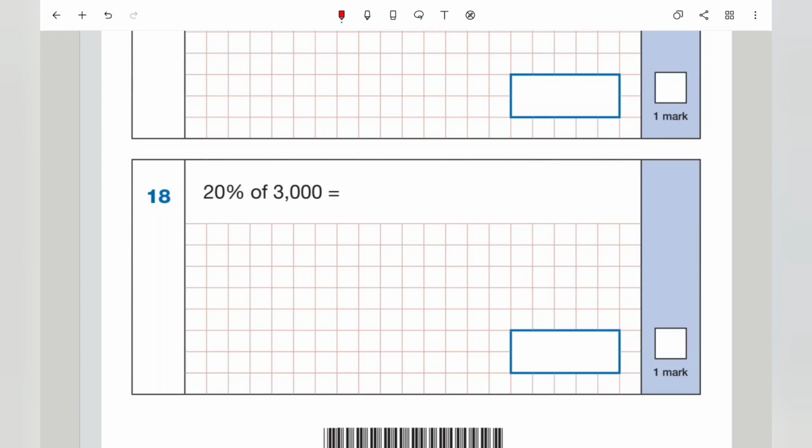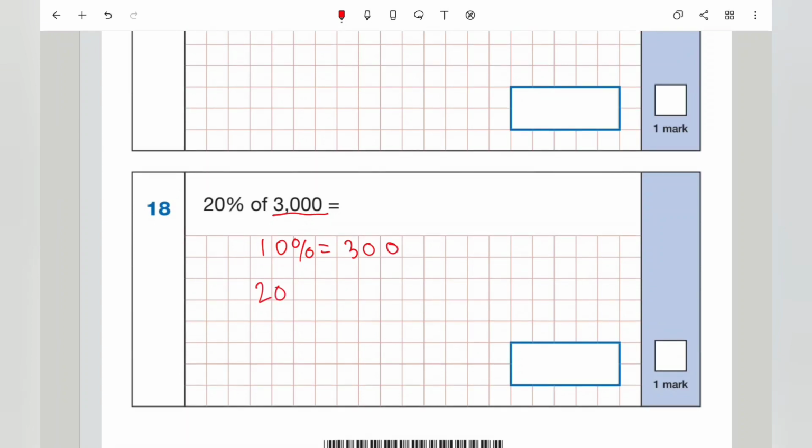So again, percentages are something students often struggle with. So let's have a look at a practice question together. The question reads: 20% of 3000. There are different ways to work it out. A simple way for this question is to work out 10%. To work out 10% of a number, you just divide the number by 10. So if we have 3000 and we divide by 10, we get 300, right?